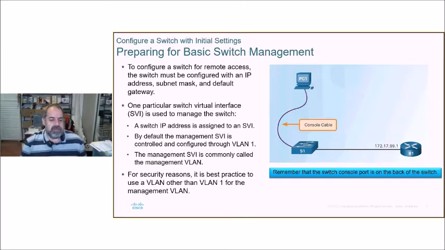By default, the management SVI is VLAN 1. That's already there and set up by default. That's all you need to do. But because everyone knows that VLAN 1 is the management VLAN by default, it's probably a good idea to change it. You'll see a lot of the labs in this course actually use VLAN 99.